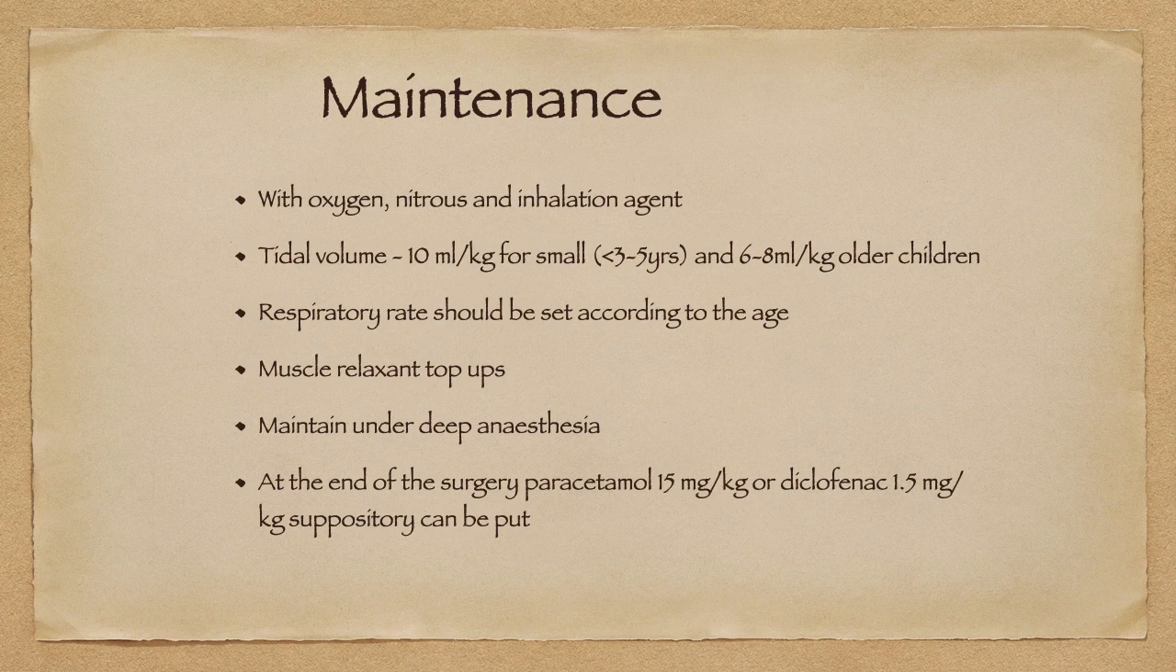How are you going to maintain anesthesia with oxygen, nitrous, and inhalation agent? Tidal volume is 10 ml per kg for children less than 3 to 5 years, and 6 to 8 ml per kg for older children. Respiratory rate should be set according to the age. Muscle relaxant top-ups you have to give whenever the child comes out of muscle relaxant, and maintain under deep anesthesia. At the end of the surgery, paracetamol 15 mg per kg or diclofenac 1.5 mg per kg suppository you can put.